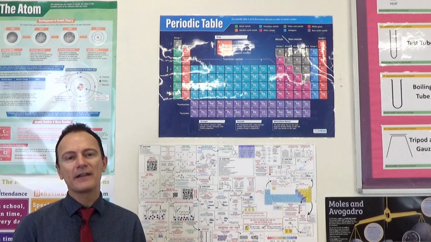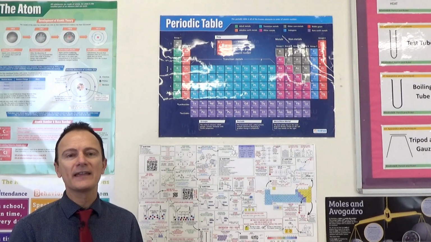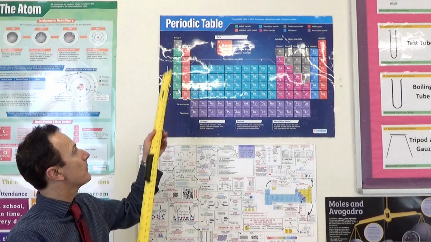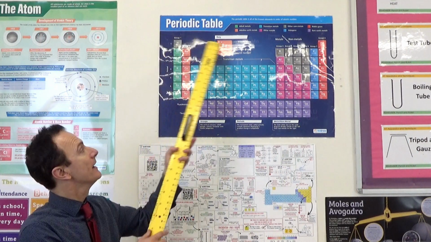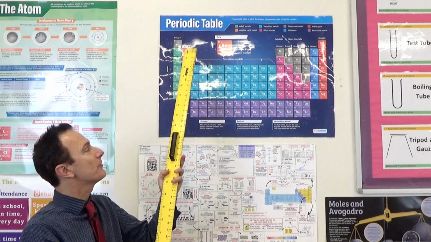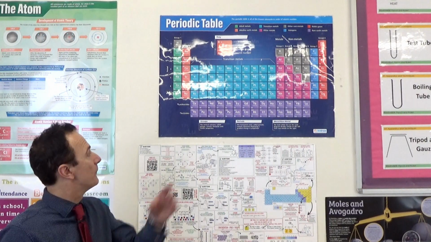On the modern day periodic table, the chemical elements are arranged in order of increasing atomic number. So for example, hydrogen is atomic number 1, helium number 2, lithium 3, beryllium 4, and so on. The elements are also arranged according to their chemical properties. So elements in the same group have similar chemical properties. For example, group 1, the alkali metals, are all very reactive metals.